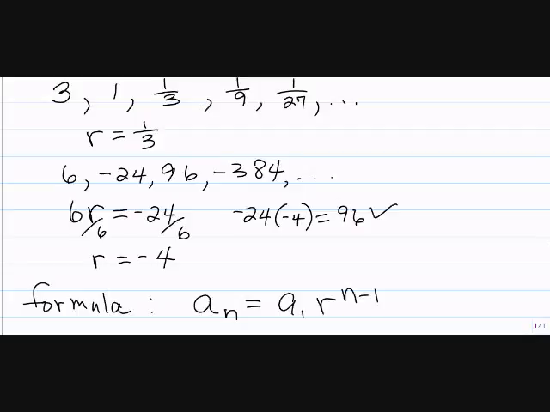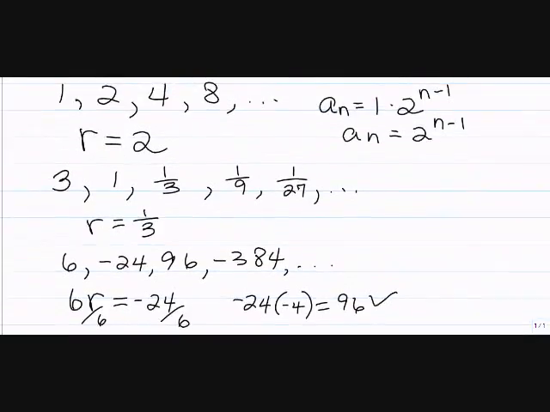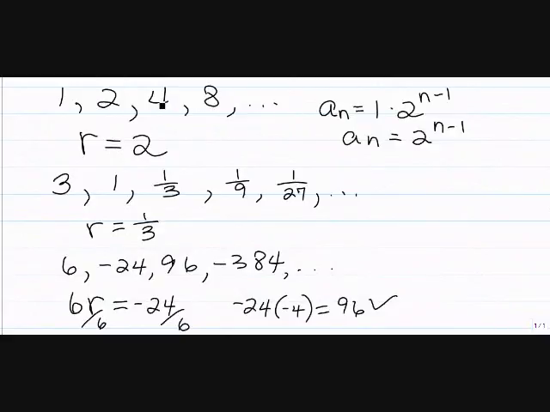So let's try to find, we had the 4 numbers here, the 6th number of this sequence. A sub 6 is going to be 2 to the 6 minus 1, which is 2 to the 5th. What's 2 to the 5th? Anybody know? 32. Okay.